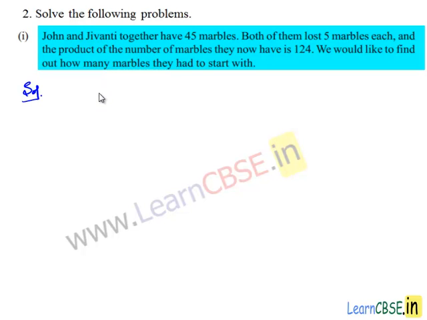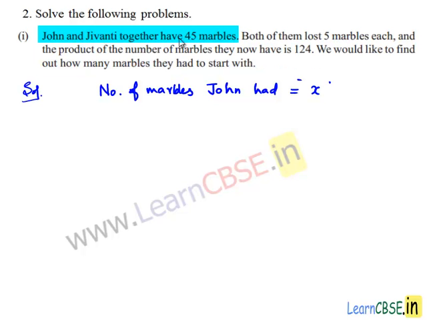Initially, assume the number of marbles John had is equal to x. Totally John and Jivanti together have 45 marbles. So the number of marbles Jivanti had is equal to the total number of marbles minus the number of marbles John had. Total number of marbles is 45 and the number of marbles John had is x. So the number of marbles Jivanti had will be 45 minus x.